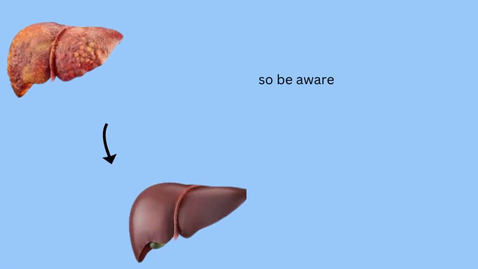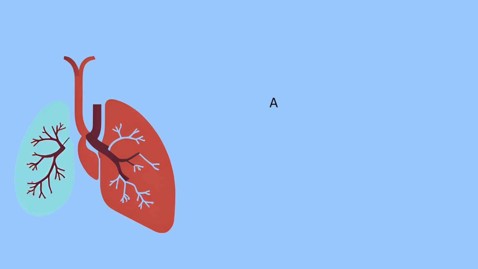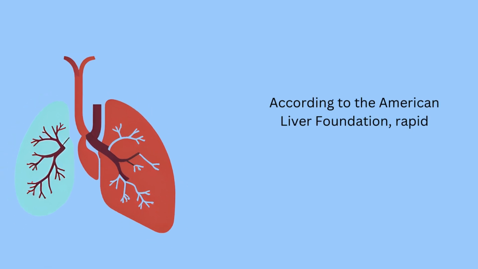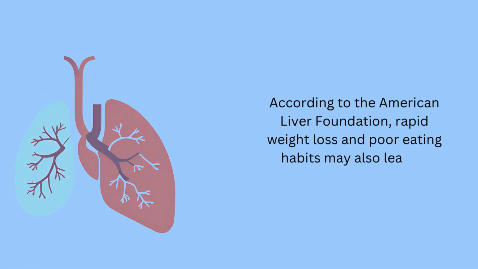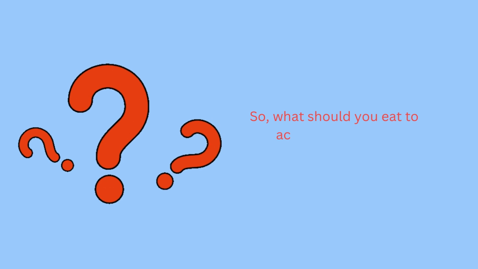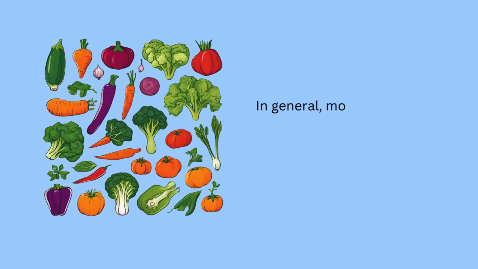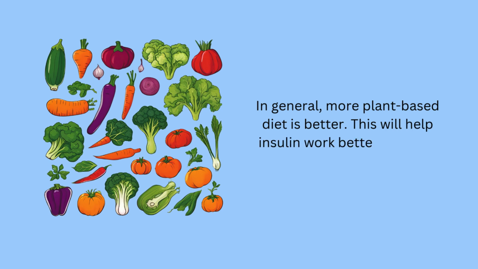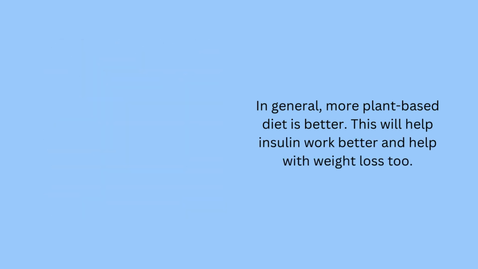So be aware that however you lose the weight makes a difference. According to the American Liver Foundation, rapid weight loss and poor eating habits may also lead to NAFLD. So what should you eat to achieve this goal? In general, a more plant-based diet is better. This will help insulin work better and help with weight loss too.